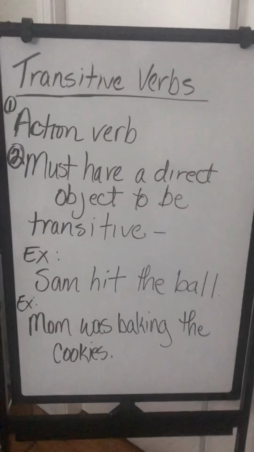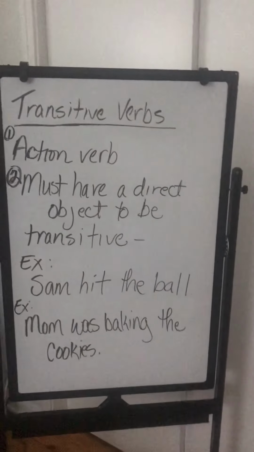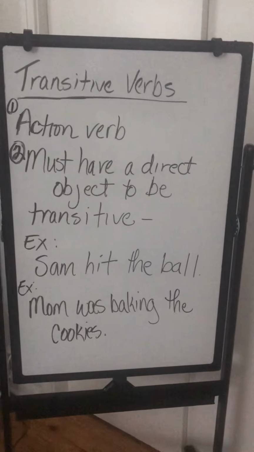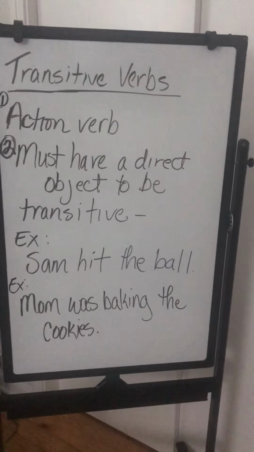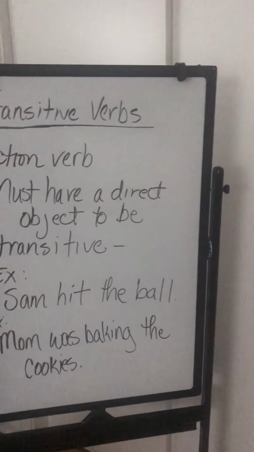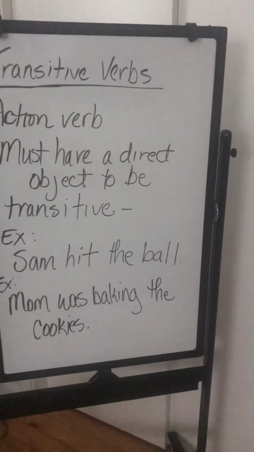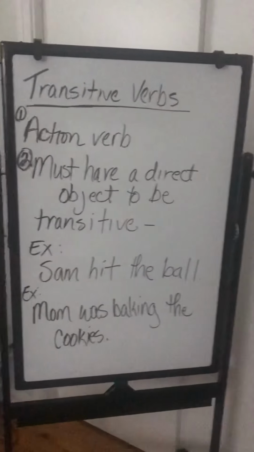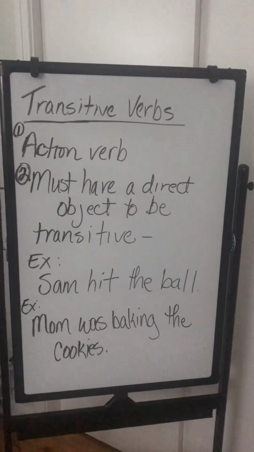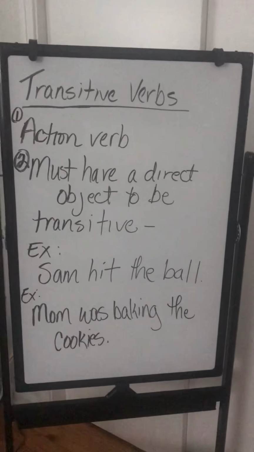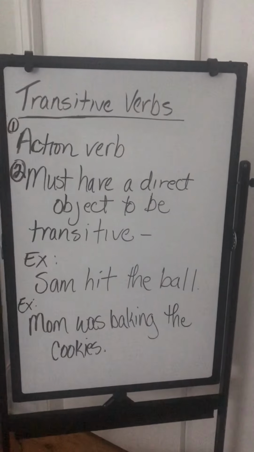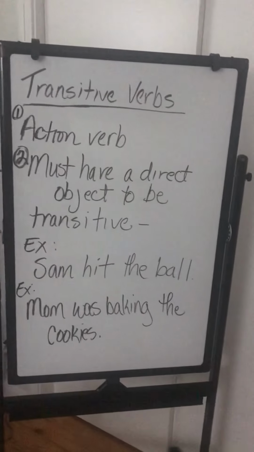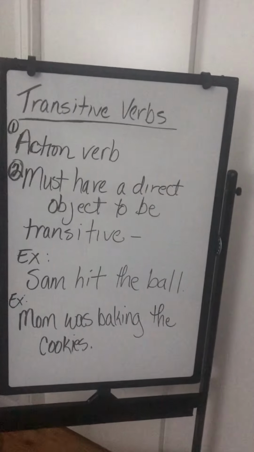So here are a couple of examples, and I wanted to use some different kinds of verbs and in some different tenses so that you would see that tense really doesn't have anything to do with whether it's transitive or intransitive. Okay, so the very first example is Sam hit the ball. The subject is Sam and the verb is hit. It's an action verb, and ball is the direct object. So very simple transference from Sam the subject to the receiver, which is ball, and that makes hit a transitive action verb.